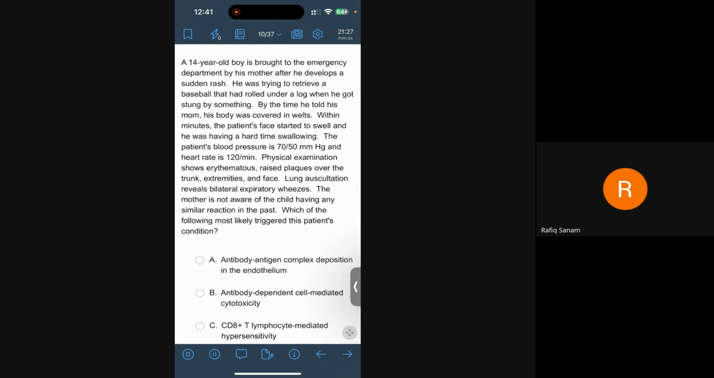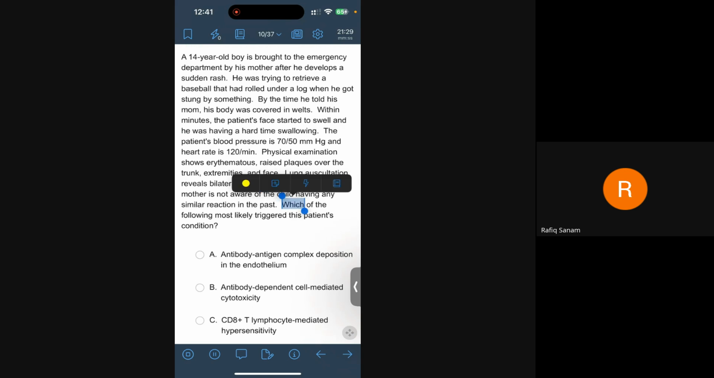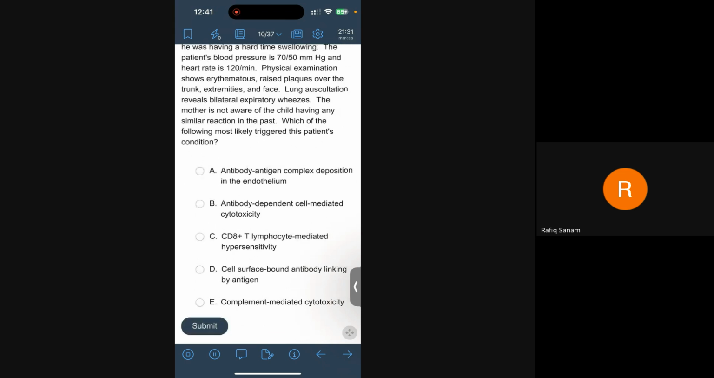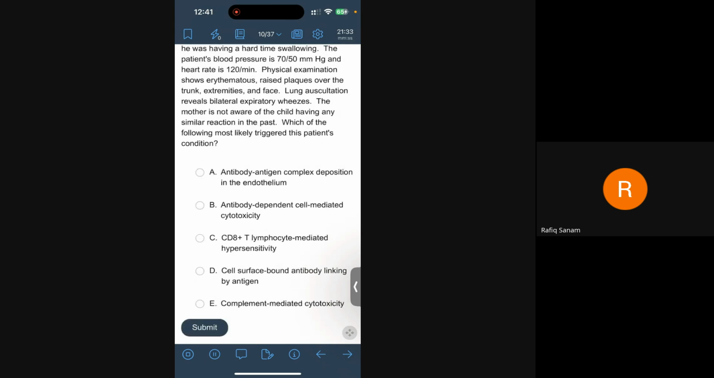Which of the following most likely triggered this patient's condition? You have to find out which type of hypersensitivity reaction is happening here.